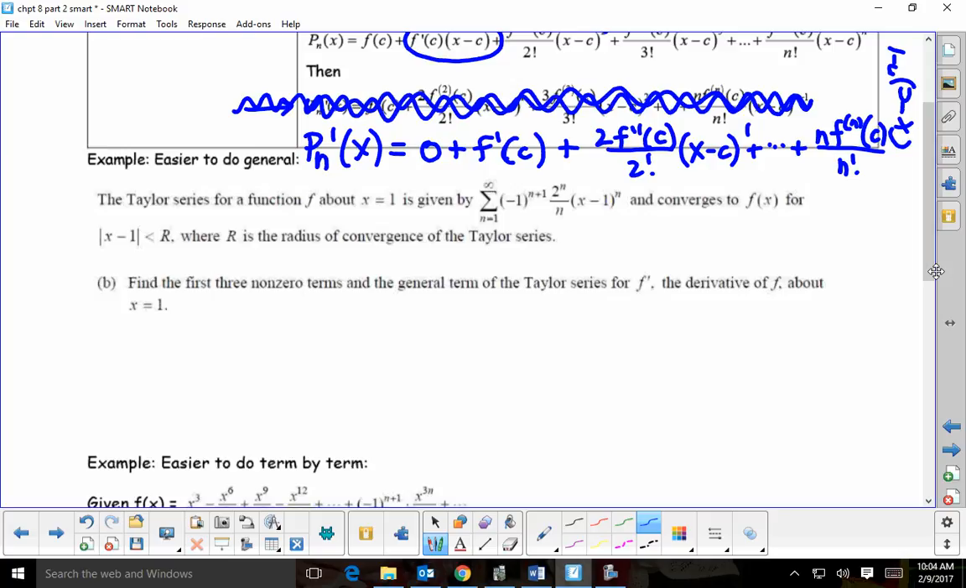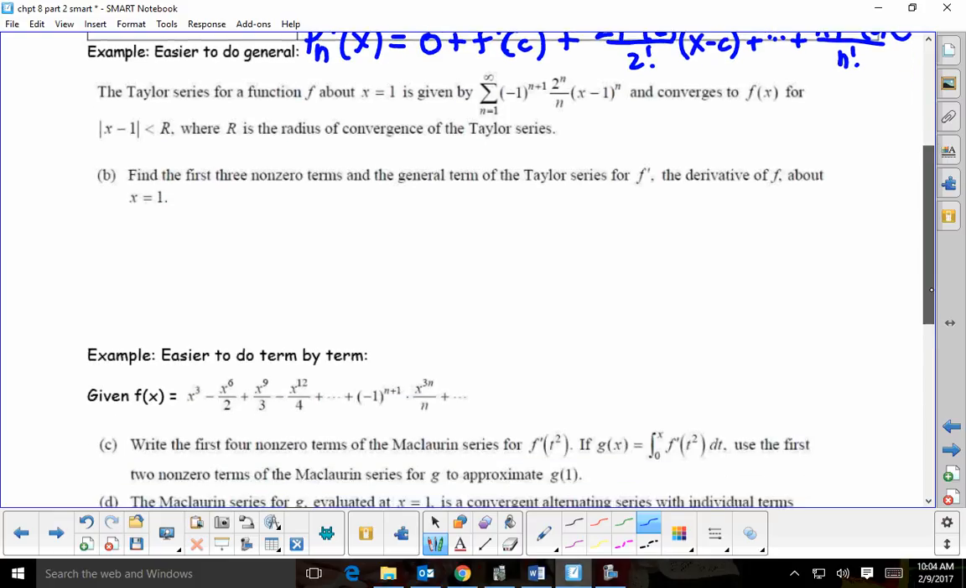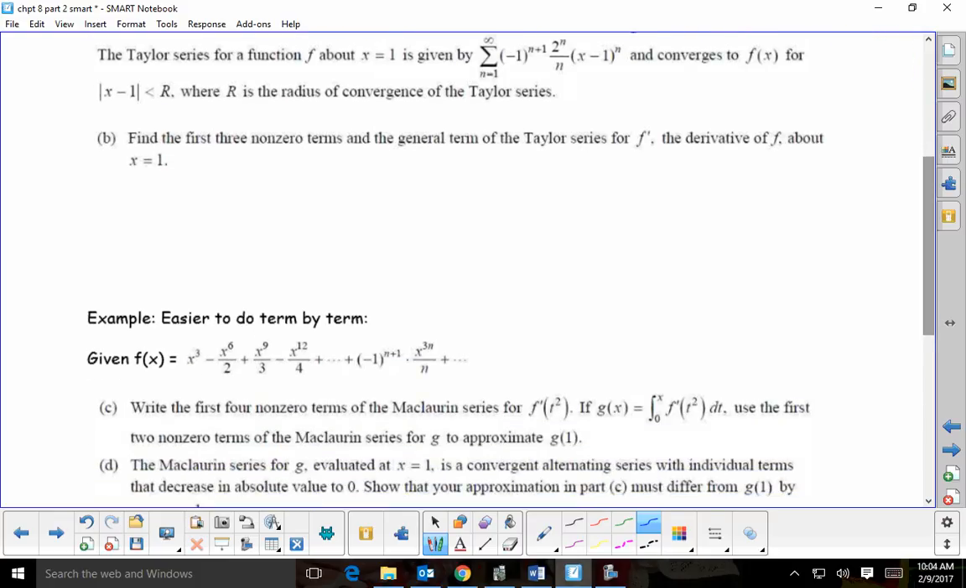So here's an AP example, and they gave me this Taylor series centered at 1, and they told me something great. It says find the first three non-zero terms and the general term for f prime. Well, do I have these terms already written out? Like, do I see all the terms? Okay, I don't see all the terms. So look down here. This is going to be a different one, and it's going to want the first three non-zero terms, and maybe the general term.